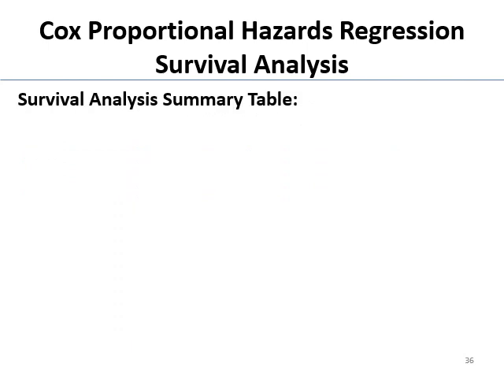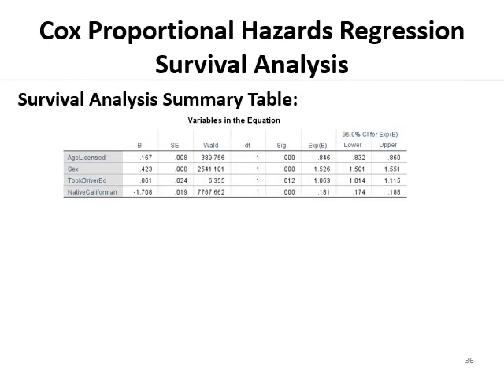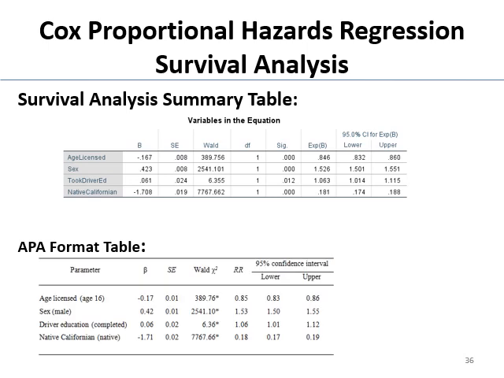So we do take all the stuff from the variables in the equation table, and we have to put it into an APA format table. So you got your beta, your standard error, your chi-squares, that's your Wald, your rate ratio, which is EXPB, and then we do something called a confidence interval for survival analysis. That's that 95% CI for EXPB, lower upper. You just kind of copy those in, rounded to 2 decimals, and I can tell you about what those are if you're really interested in the future.